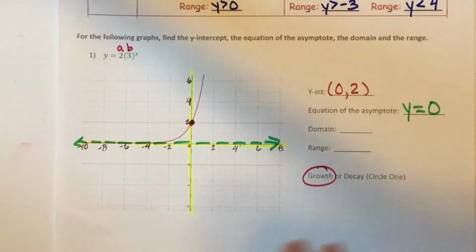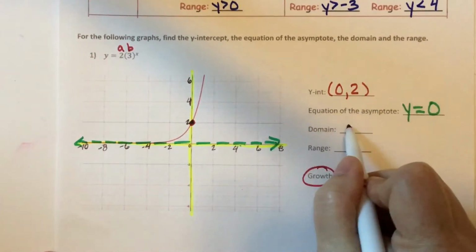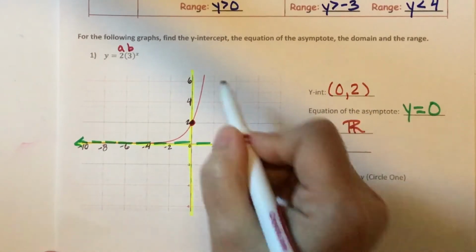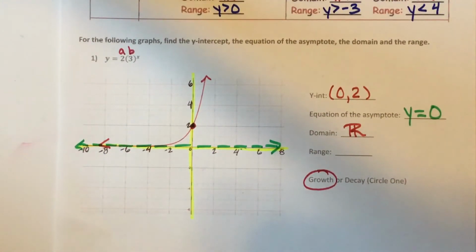So looking at domain, this graph goes forever to the left, forever to the right, so it's all real numbers. Now, I know we don't have arrows on any of these graphs. That's just because that program doesn't do it, but we're going to pretend that there's arrows. Now let's talk about range.